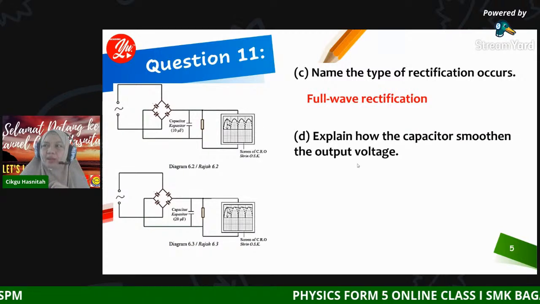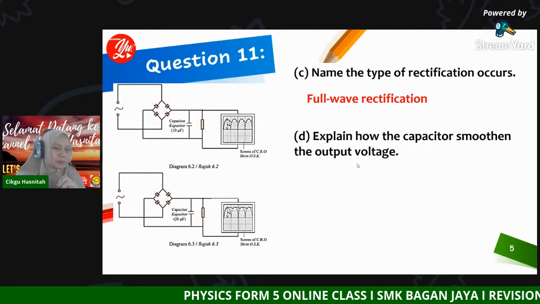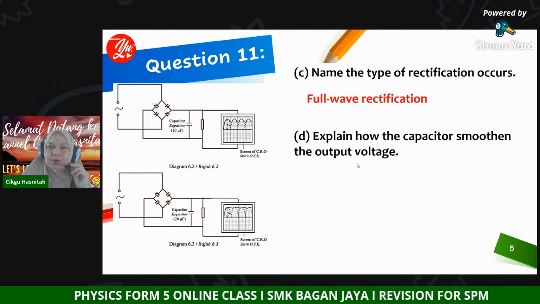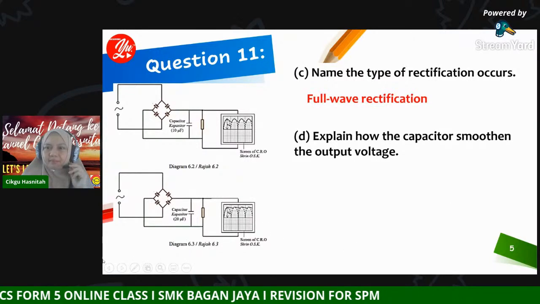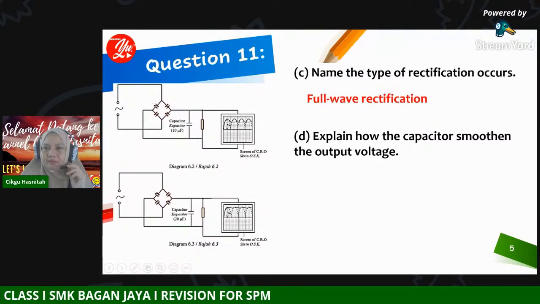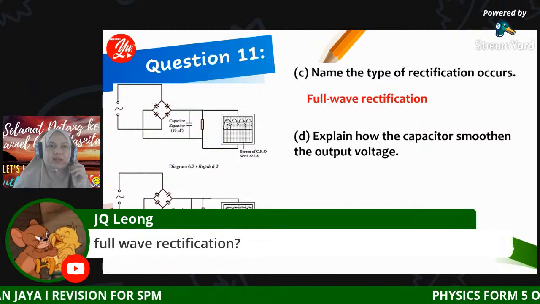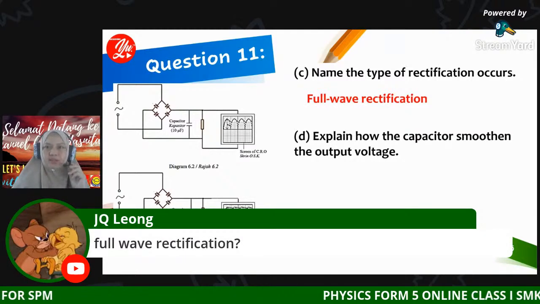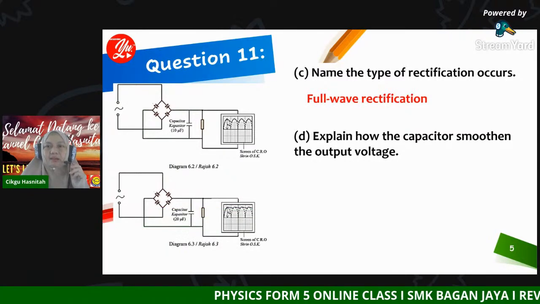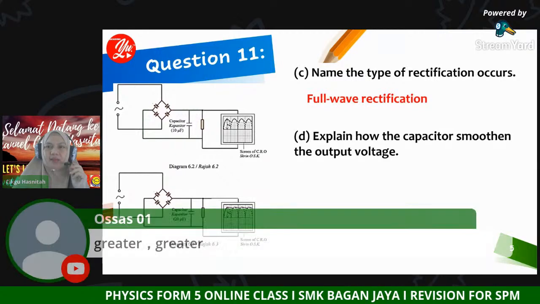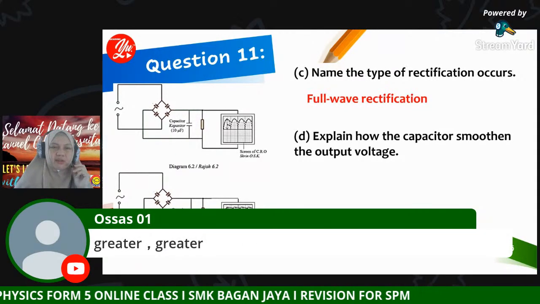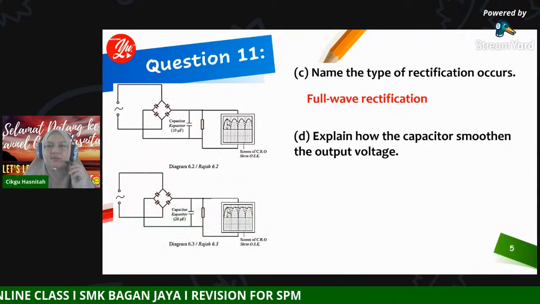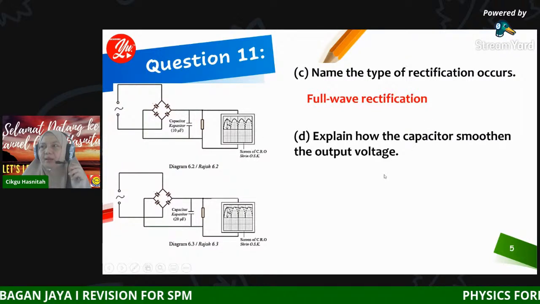Okay, so how do we write this? Anybody want to share your answer? Okay, just now Jing Xian said yes, full-wave rectification. This is for C, and this is the answer for the previous questions: greater, greater. Okay, so how can we explain?